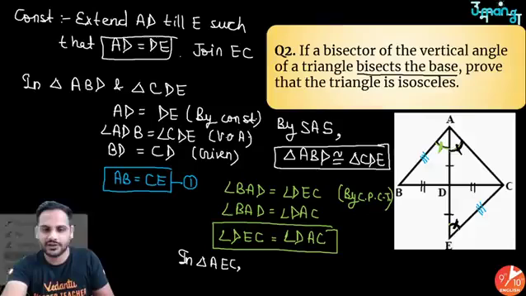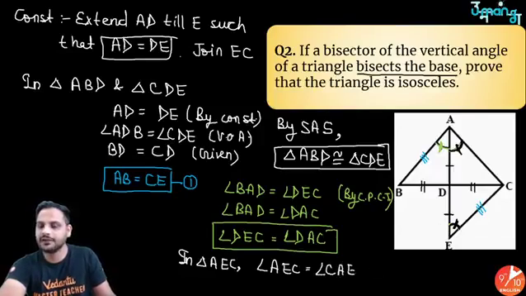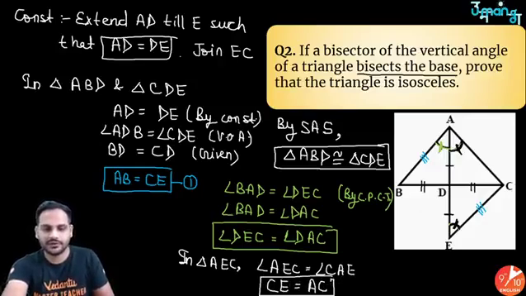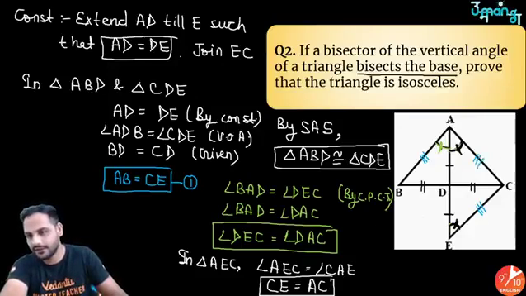तो I know that in triangle AEC, angle AEC is equal to angle CAE, right? And if two angles are equal, the side opposite to them will also be equal. So I can say that means sir CE is equal to AC. So now I have got that CE and AC are also equal to each other.